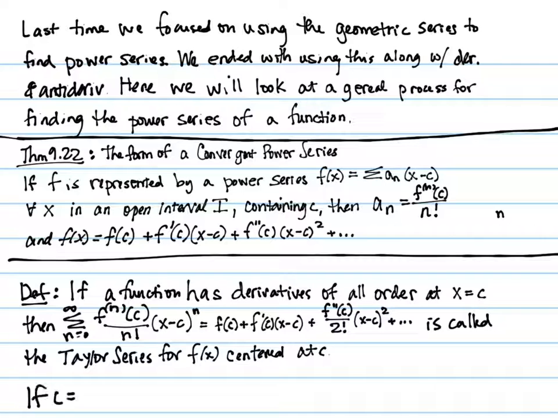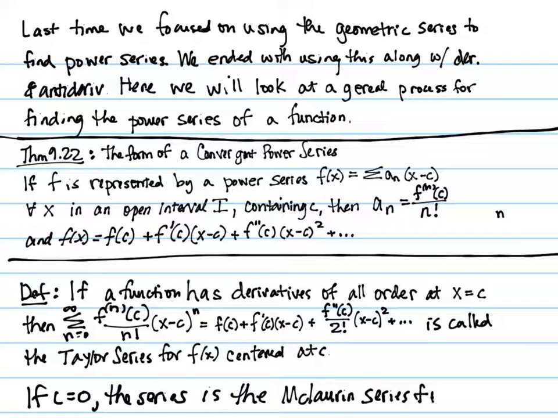And if c equals 0, like we just mentioned, the series is simply called the Maclaurin series of f. So Taylor series for f of x centered at c, and then we have our Maclaurin series for f.